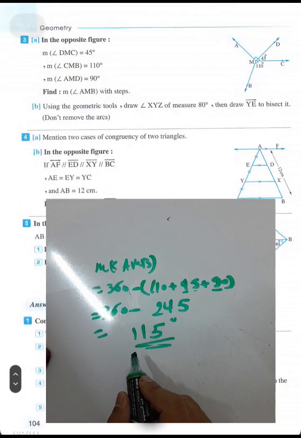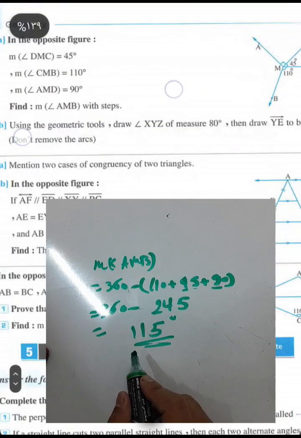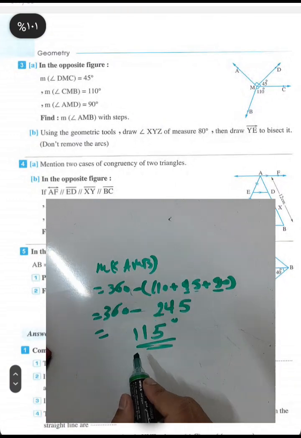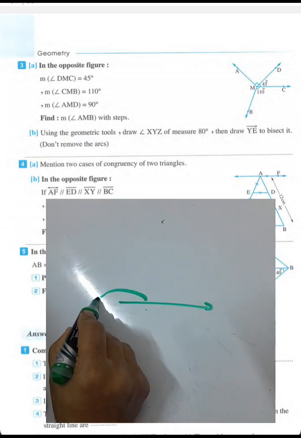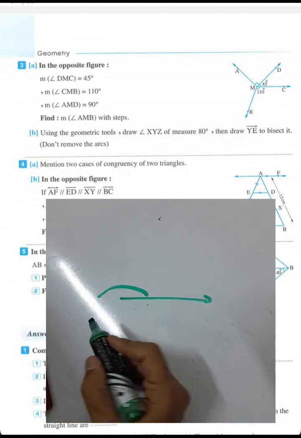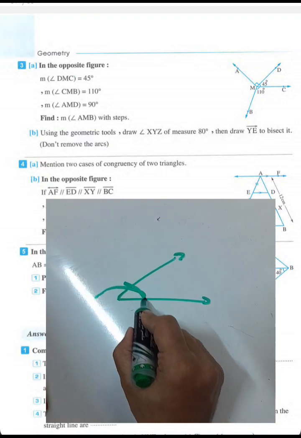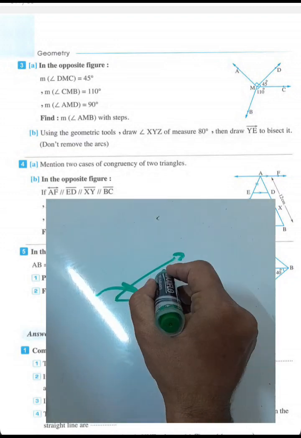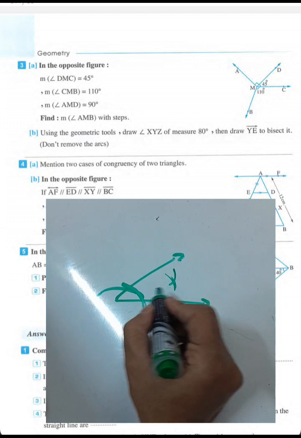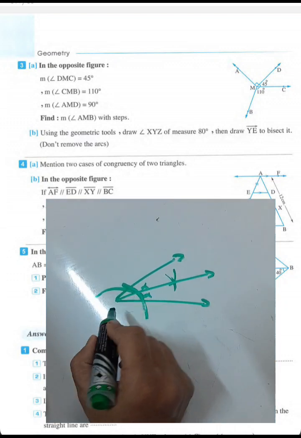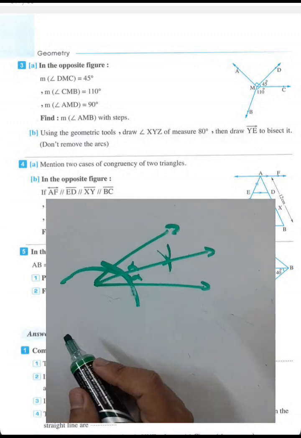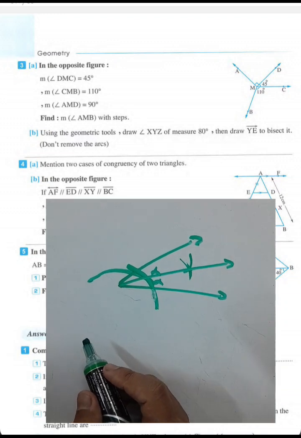Next question. Using the geometric tools, draw angle XYZ of measure 80 degrees and then draw YX bisecting it. Don't remove the arcs. First step, using a ruler, draw the ray and then, using a protractor, draw the angle with a measure of 80 degrees. And then draw, using the compass, this arc, open the arc, and from another point draw a next arc, and then draw a straight line bisecting it into two angles equal in measure. Then we bisect these angles. Next question.